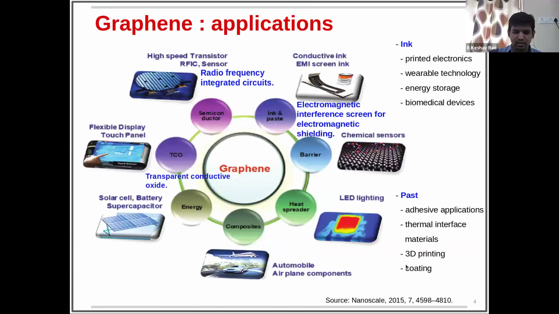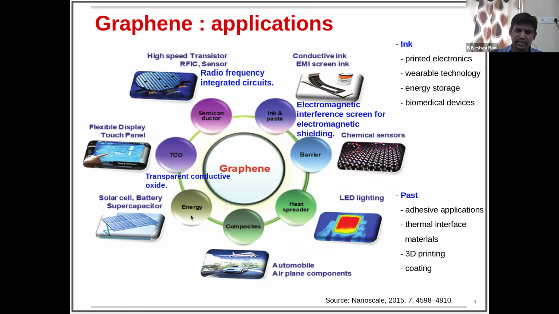These are the applications. First, we will discuss the defects, then correlate them to the line defect, and then to the sensing applications. We can see different applications as a semiconductor in different parts of devices: high-speed transistors, RFIC sensors, radio frequency integrated circuits, and in touch screens, because it is a flexible display touch panel with the property of a transparent conductive oxide.